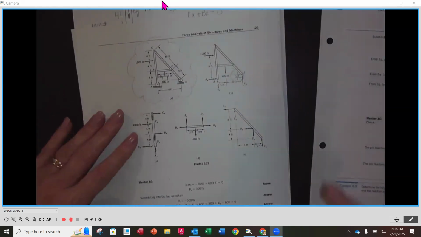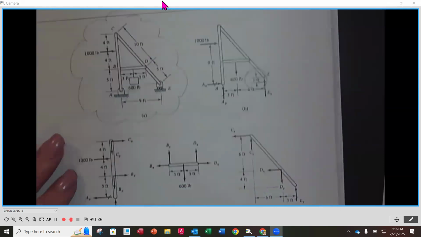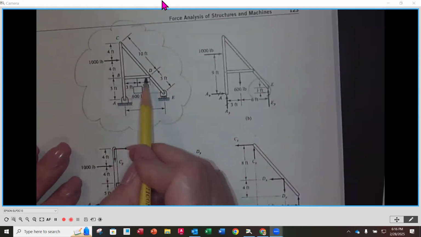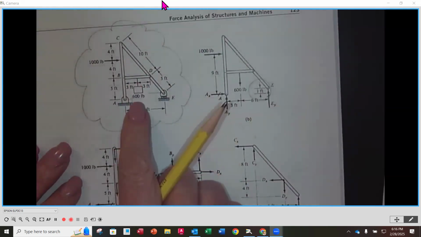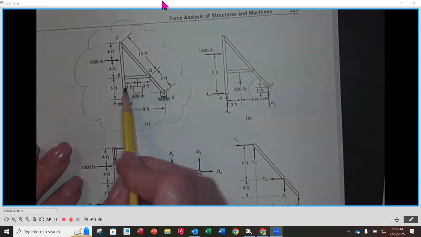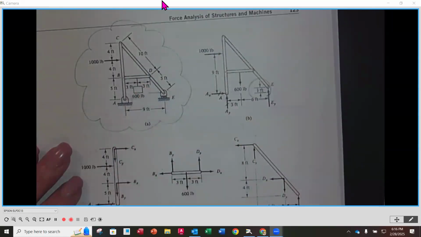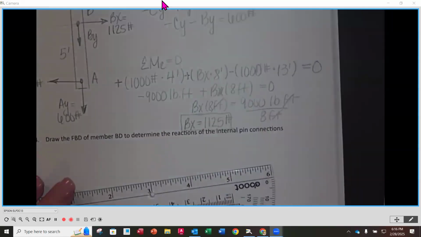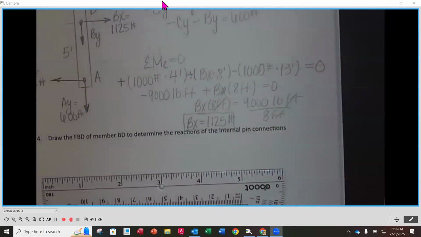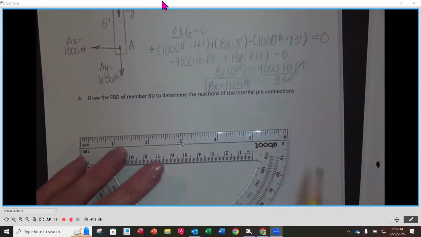Now, if you need to go back and look at a little bit more detail, we're going to see here that member B to D, this 600 pounds is being suspended right in the middle of it. So 3 feet from B and 3 feet from D. Okay, so it's right down the middle. And then each of these are a pin reaction or a pin support, internal pin support. So it's going to be X and Y at each end.